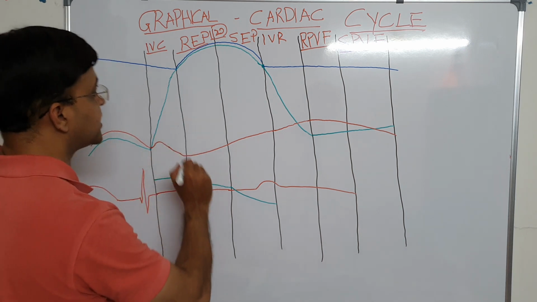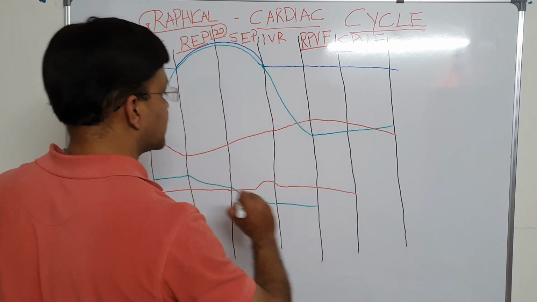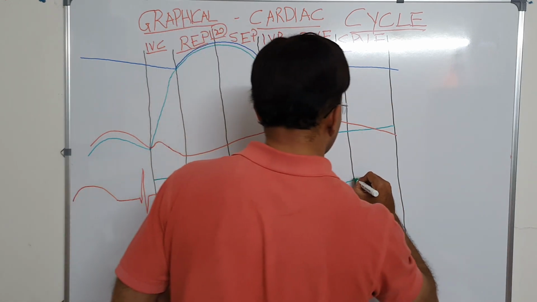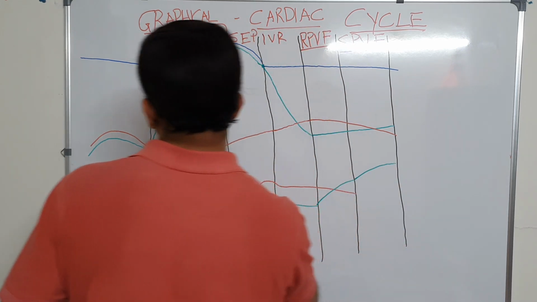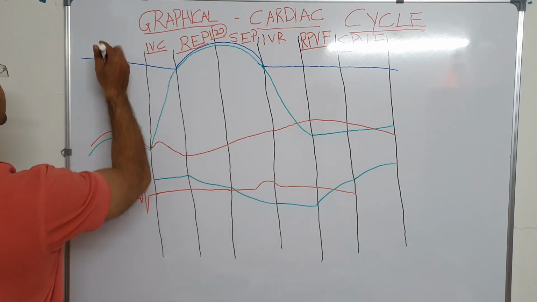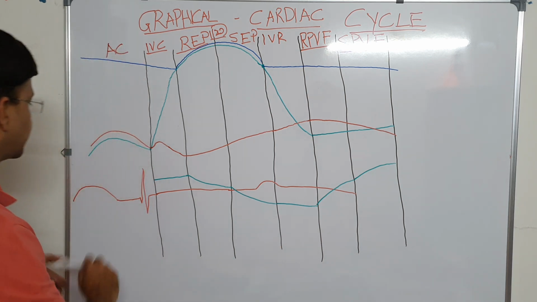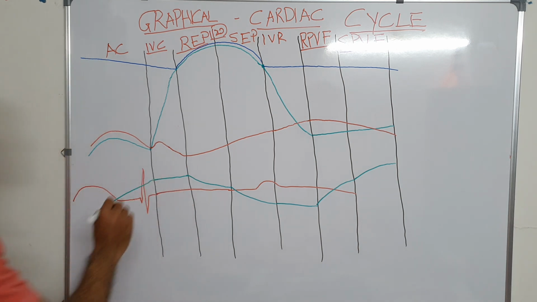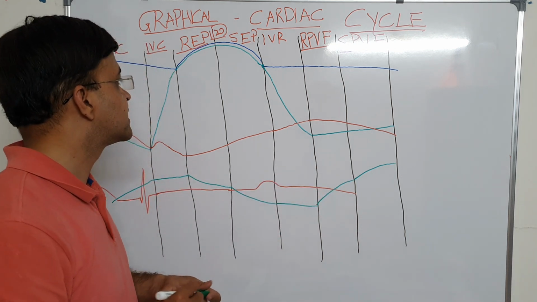In case of isovolumetric relaxation, no change in volume. In case of rapid passive ventricular filling, our volume will increase. In case of slow passive ventricular filling, our volume will further increase, right? And in case of this atrial contraction, we label this over here, atrial contraction, our volume increases slightly, right? So this is for our volume changes in the ventricle, right?